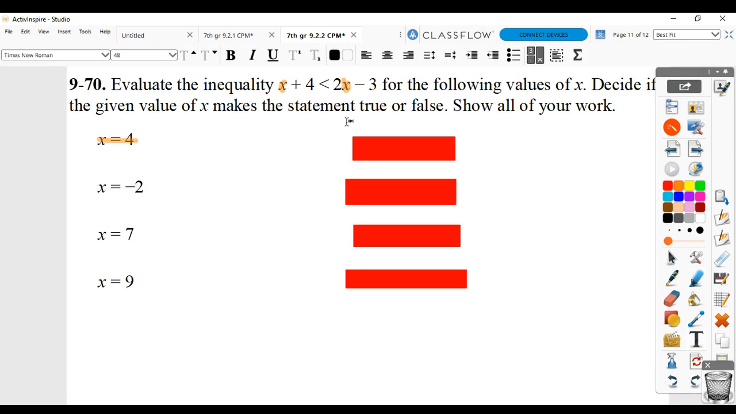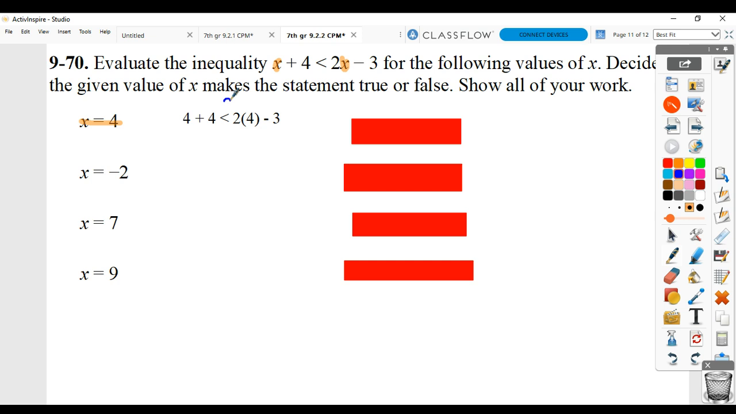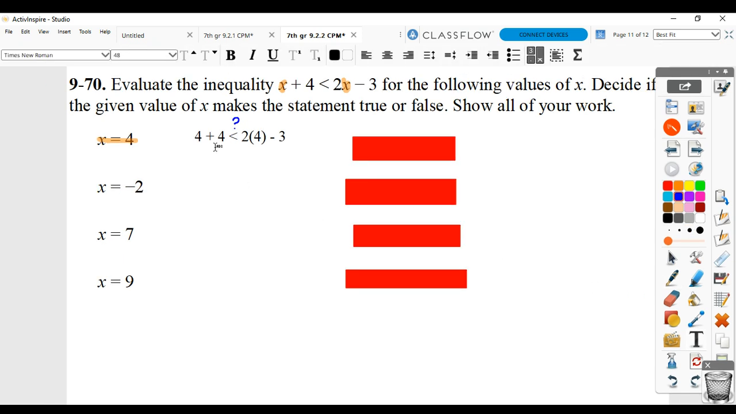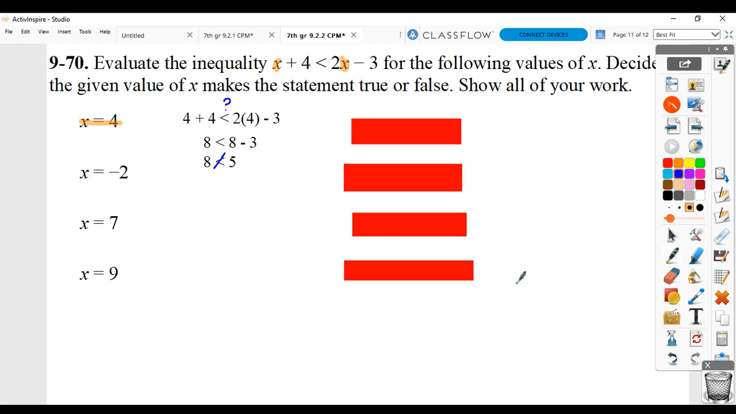So in other words, what I should see for work, because it does say to show your work, is that you have 4 replacing x: 4 plus 4 less than 2 times 4 minus 3. And remember that oftentimes we will put a question mark above that because we're asking ourselves, is that true? Well, 4 plus 4, of course, is 8. We want to know if 8 is less than 2 times 4, which is 8, minus 3. 8 is not less than 5. We would have put a slash mark through there saying it's not true. And so because of that, we would say it's false. But again, you should have some steps shown.